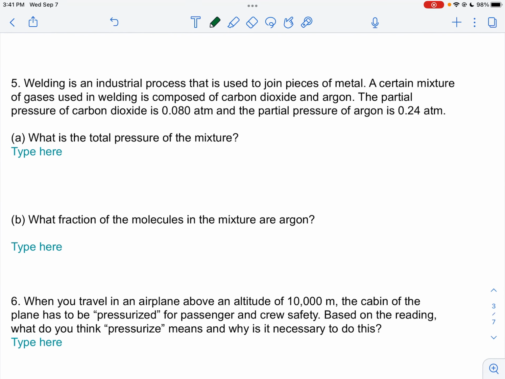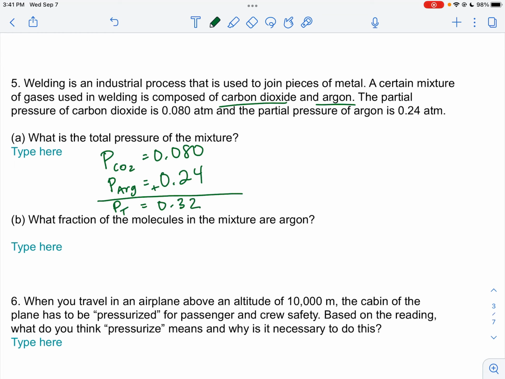Number 5 is a calculation. It says that we have a mixture of carbon dioxide and argon. It tells me that my partial pressure of carbon dioxide is 0.080 and the partial pressure of argon is 0.24. So if I want to know the total pressure, I'm just going to add these up. And then that is my total pressure inside my container, or whatever mixture we're talking about.